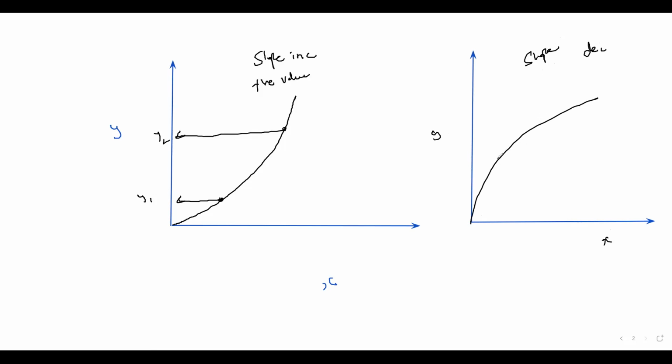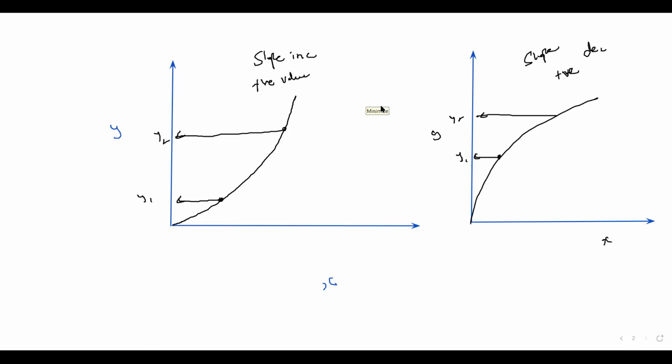When you work out the value, the first point is y1 and the second point is y2. So y2 is above y1, so the value of the slope will decrease, but again it will be a positive value.